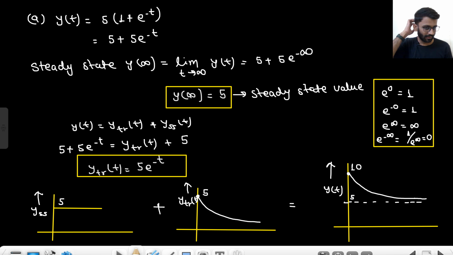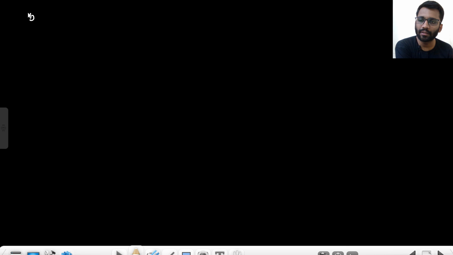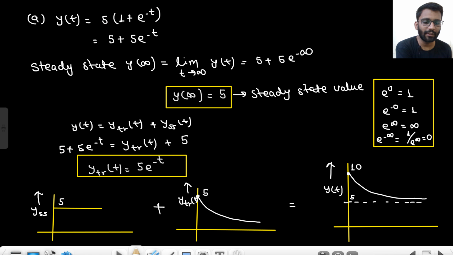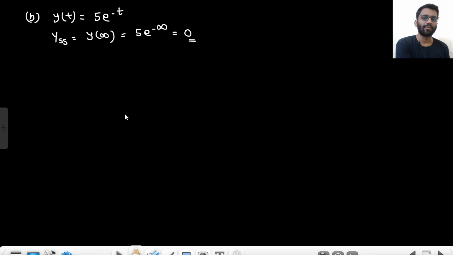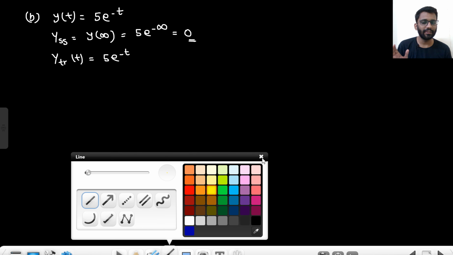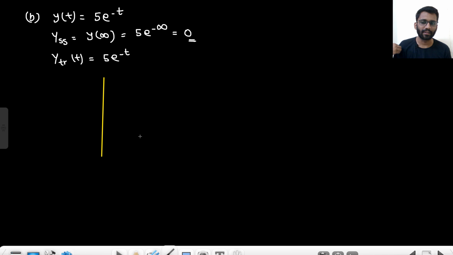Now let's take the second example, option B. y(t) equals 5 e to the power minus t. What do you think? What is y steady state here? Y steady state, that is y of infinity, means 5 e to the power minus infinity, that means 0. So y steady state is 0. So what is your y transient? This is the complete part, 5 e to the power minus t. So for y(t) equals 5 e to the power minus t, the steady state value is 0. So how will the graph look like for y(t)?